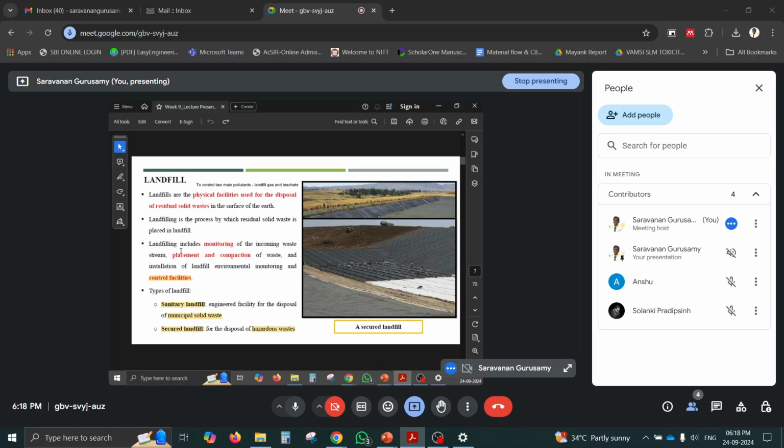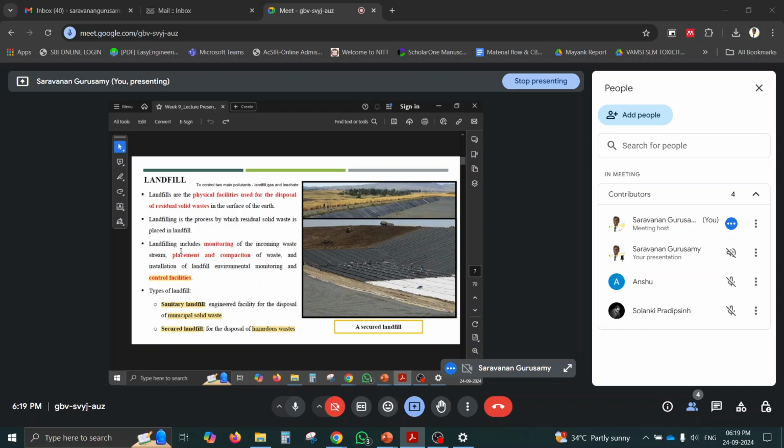Majorly there are two types of landfill. One is sanitary landfill, another one is secured landfill. This is very important. Sanitary landfill is for municipal solid waste. That's an engineered facility for the disposal of municipal solid waste. But secured landfill is for the disposal of hazardous waste. So these two you have to differentiate. One is hazardous waste, another one is municipal solid waste.